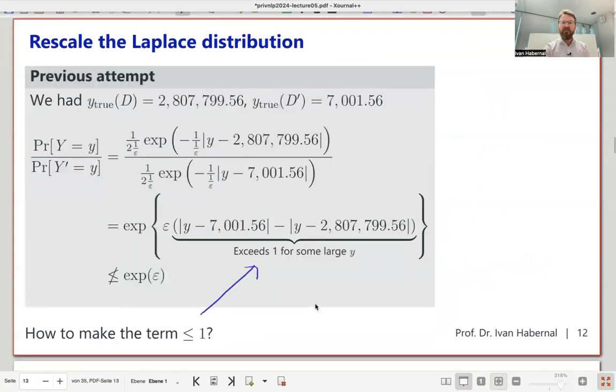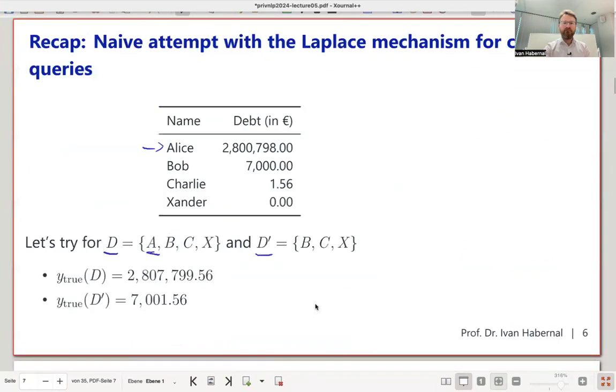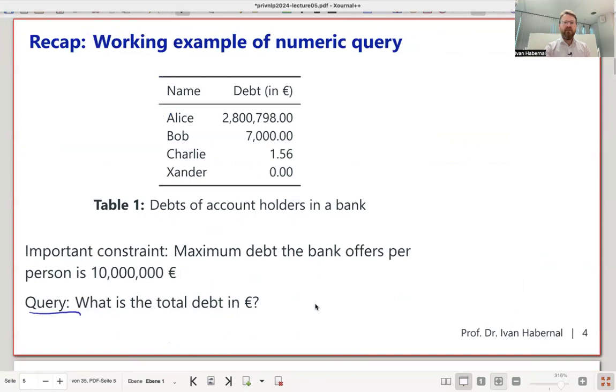The global L1 sensitivity for this example is also 10 million, because this is our domain knowledge. We have to take this into account, because we cannot set the sensitivity just based on the actual database. As we just saw, if we say the global sensitivity is 2.8 million, then on another database, which still fits the domain, it will break, as we saw.